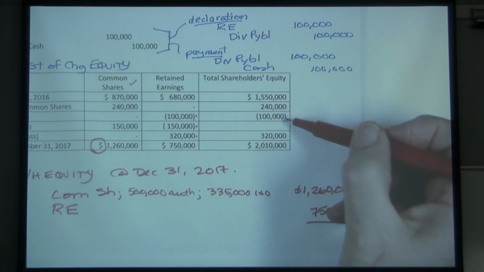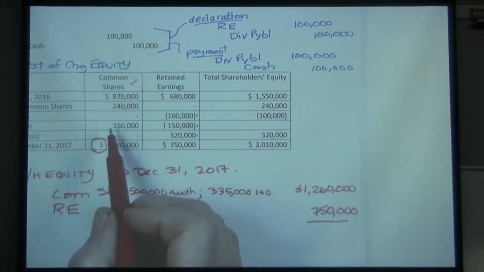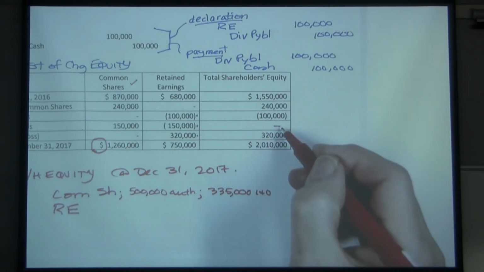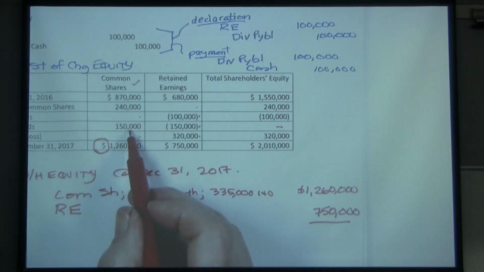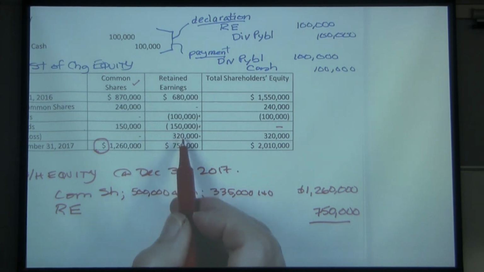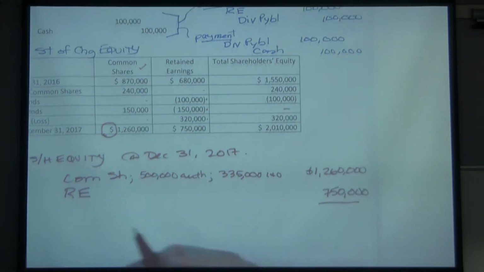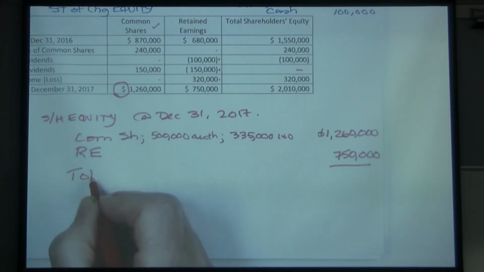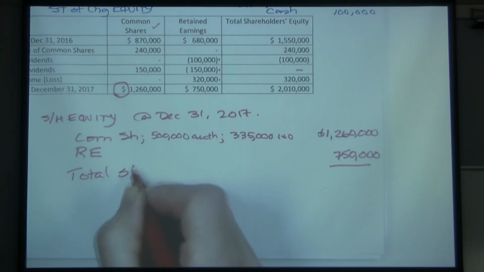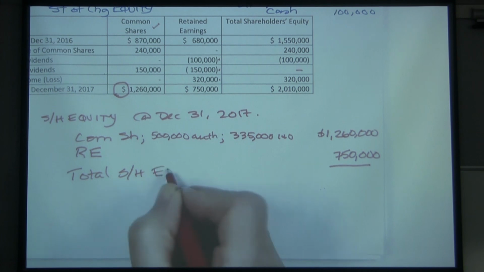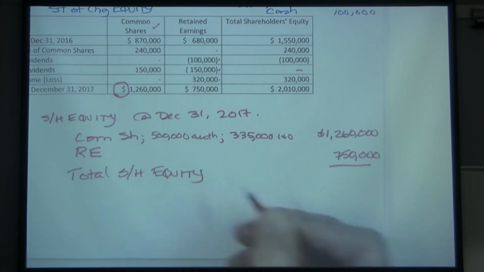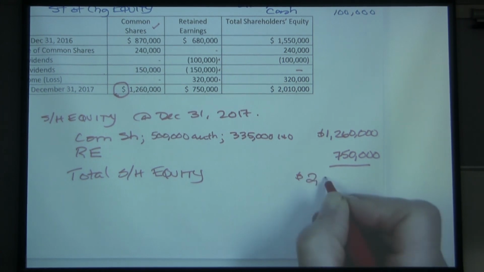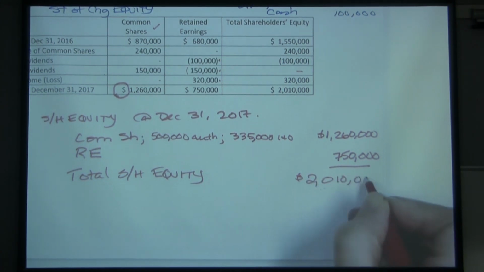Issuance of common shares, cash dividend is one item. Notice the stock dividends have zero impact on the total shareholders' equity, because common shares go up, retained earnings goes down. We have our net income, and our final total shareholders' equity is 2,000,010.